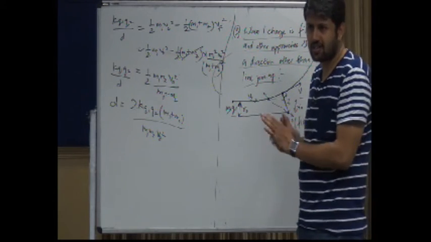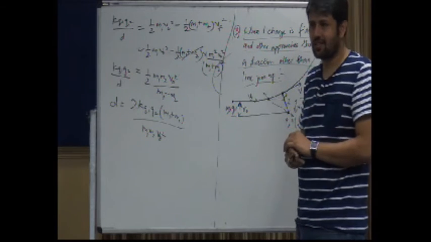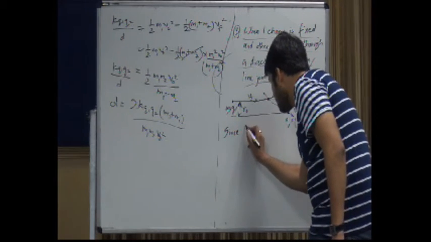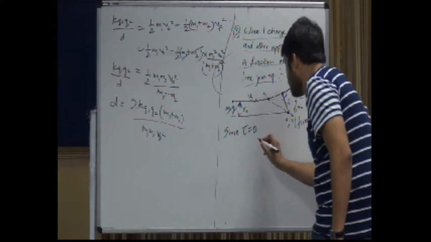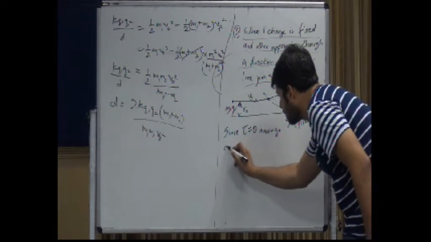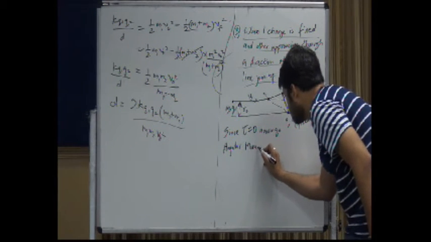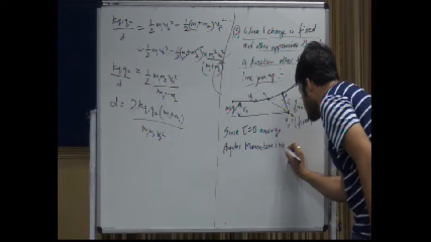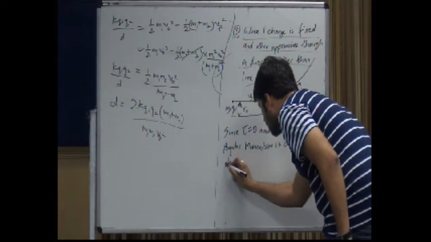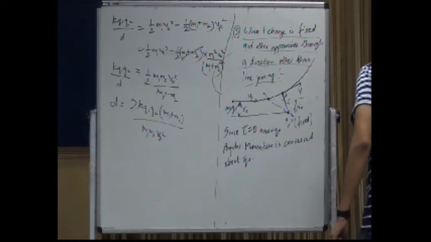Do you remember this? Is it that long? Do you remember this? That since tau is equal to 0 about q naught, angular momentum is conserved about q naught. Okay, let's apply.